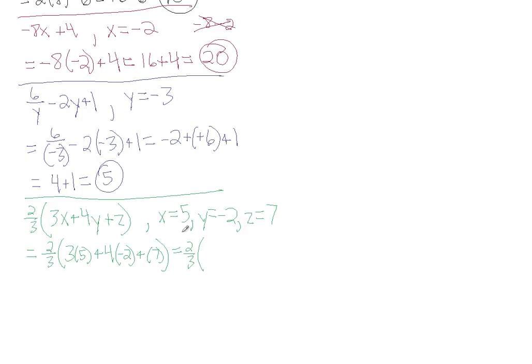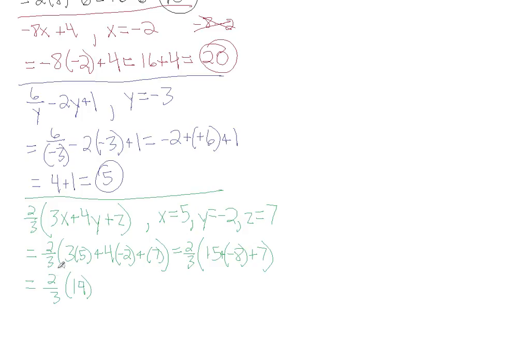So we have 2 over 3 times, now we have 3 times 5, which is 15, plus 4 times negative 2, which is negative 8, plus 7. We're going to rewrite our 2 over 3 because we still have some addition and subtraction inside the parentheses, so we need to work inside out. We can actually combine these 3 terms in one step. 15 plus negative 8 is 7, and 7 plus 7 is 14.